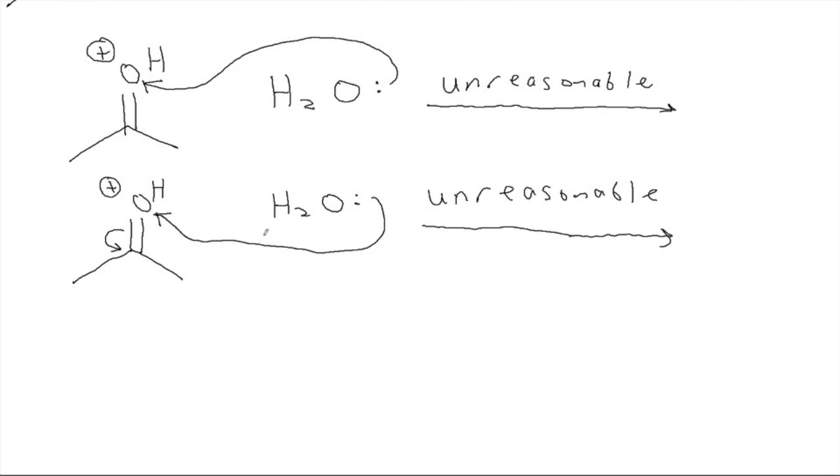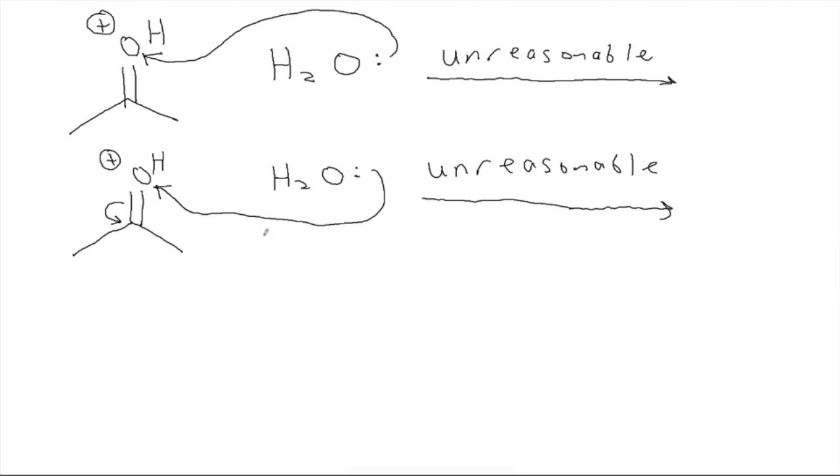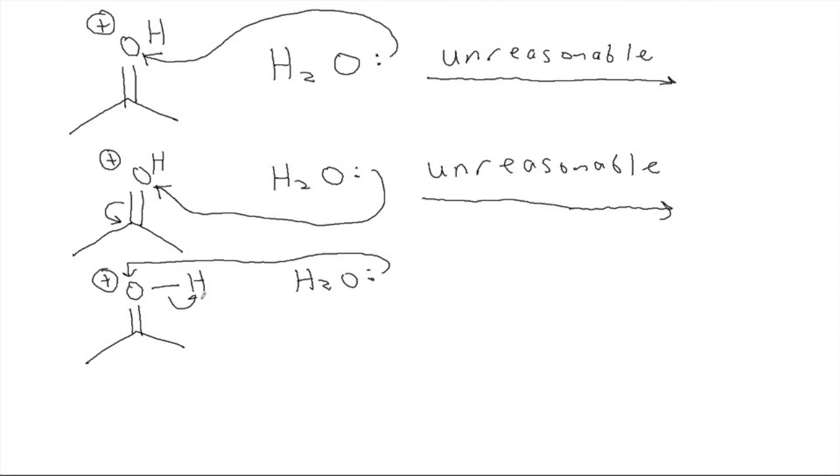So this is also unreasonable, not because of the octet rule, but because of something we talked about earlier. You're not supposed to put positive charges in the middle of the arrows. They're supposed to go at the beginning or the end. Okay? So let's try again and see if we can fix this. Would these arrows be reasonable?